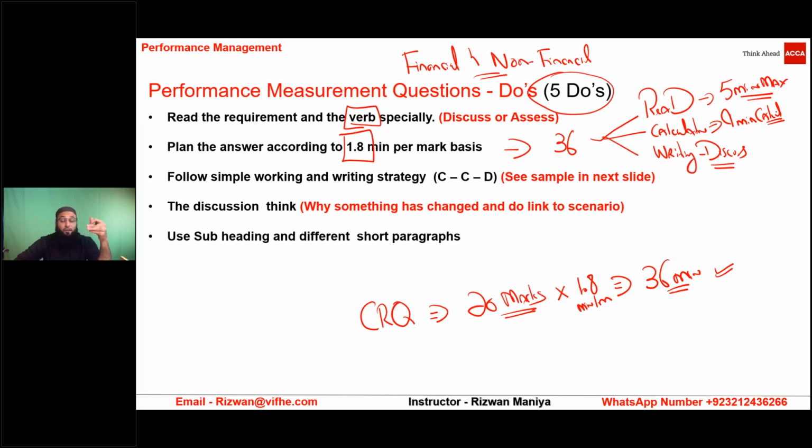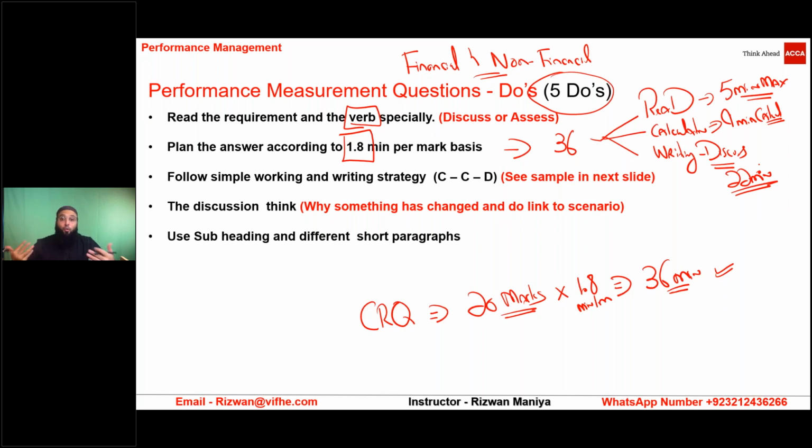Now, if you save time either in reading or in calculation, that's a bonus for you, right? So that makes 14 altogether. So how many minutes are you left with out of 36? You are left with 22 minutes, which means I'm giving you a good 22 minutes to write and do the discussion part. So that's the break of 36 minutes.